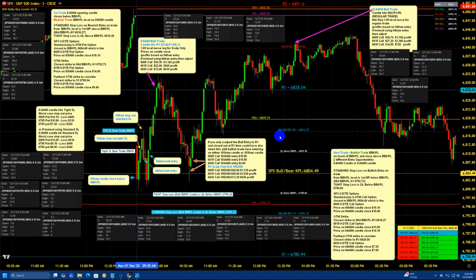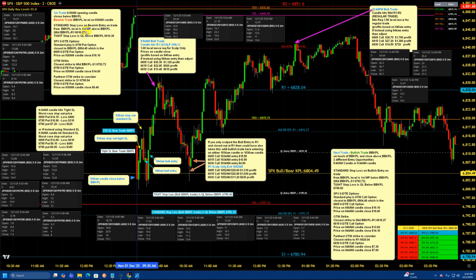Okay, here is the Monday, December 1st, 2025 trading session for SPX. We have the 9:30 a.m. candle here. You can see the 9:30 a.m. candle crosses below and closes below the BBKPL level today of 6804.49. So that is a bearish trade on the BBKPL level on the 9:30 a.m. candle, as it is still within the acceptable range.